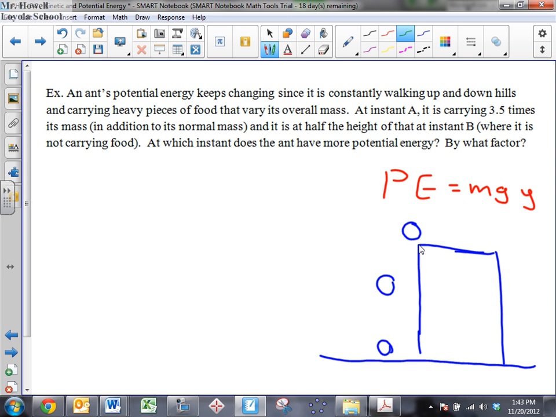An ant's potential energy keeps changing since it is constantly walking up and down hills and carrying heavy pieces of food that vary its overall mass. So at instant A, it's carrying 3.5 times its original mass. Again, it's carrying 3.5 times its mass in addition to its mass. So imagine this is real. Imagine you weigh 100 pounds, and I know we all probably weigh more than 100, but say you weigh 100 pounds.